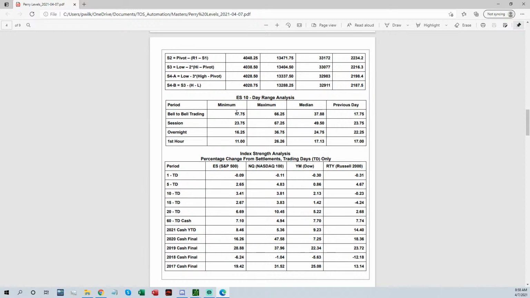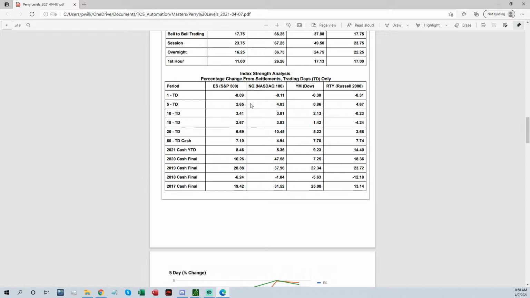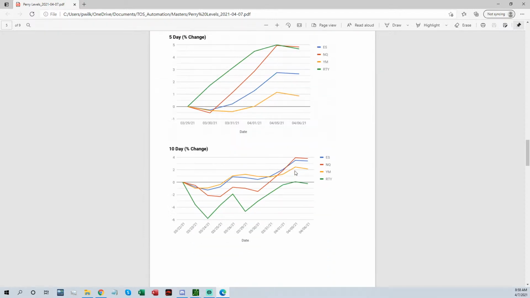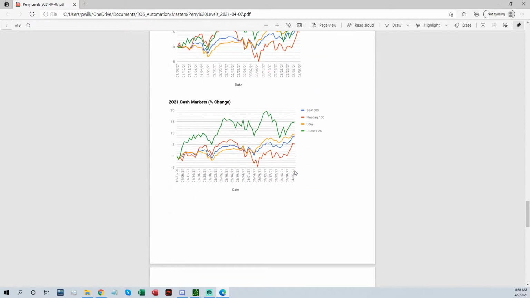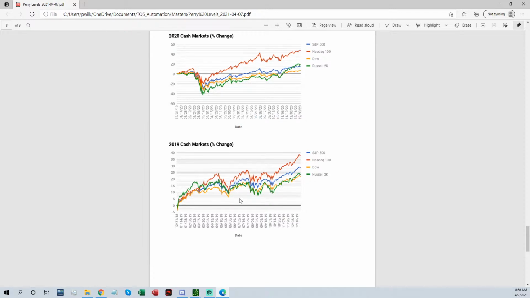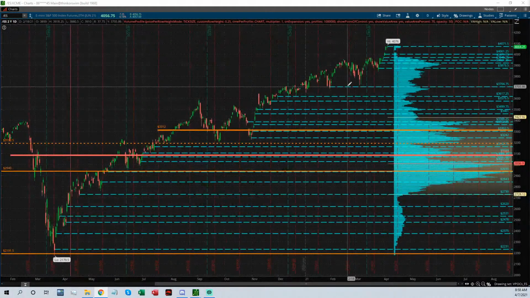Then just for the ES, you've got the last 10 days of range analysis, followed by the strength meters for how far the indexes are in the last trading day, 5, 10, 15, 20, 60, and year to date. Below there, if that's hard to interpret, you've got graphs that show it for you. At the bottom, you've got some bonus graphs. You can look back at 2020, 2019, 2018, and 2017. So that's what the daily newsletter looks like. Now that we beat that dead horse, let's move on.